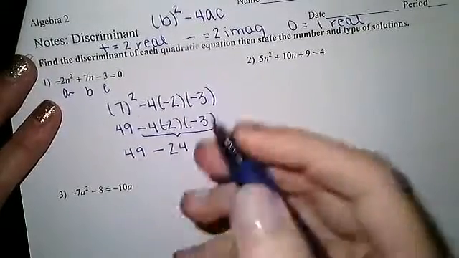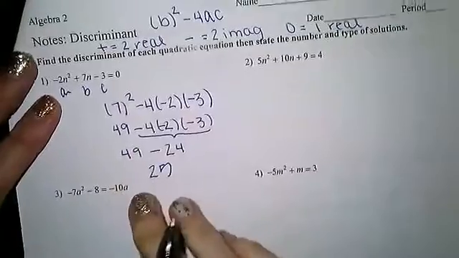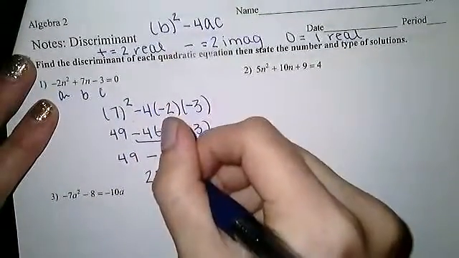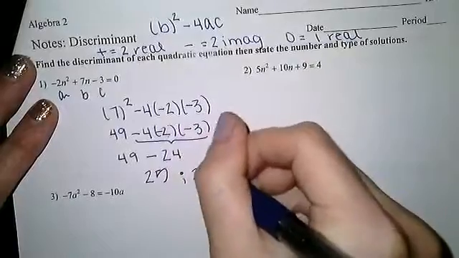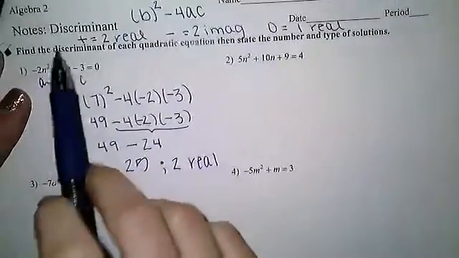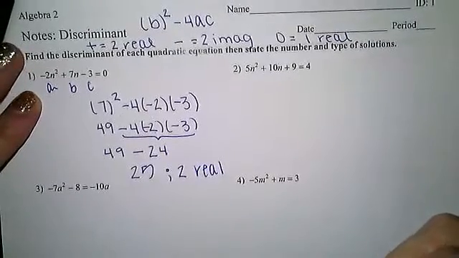So 49 minus 24 is 25. And if you get a positive answer, that just means it has 2 real solutions. So we're going to go ahead and write 2 real next to our discriminant, since the instructions ask us to not only find the discriminant, but to state the number of solutions in the problem.